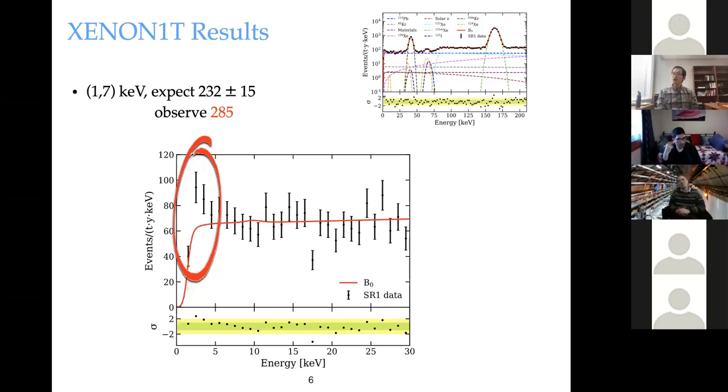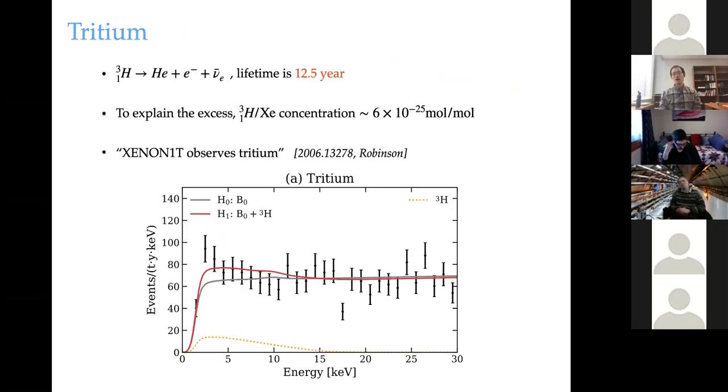Okay, we have the data and we have an excess. The first thing we should do is not jump into new physics, right? How about some background? Maybe we missed some material, maybe we missed some background. Actually, in the XENON paper they comment on a standard model background that can contribute to the excess. This is tritium.